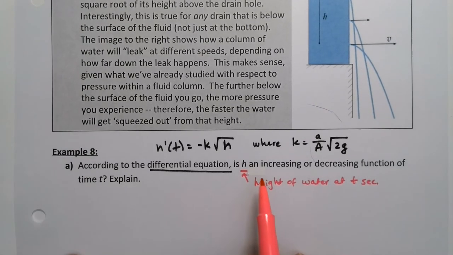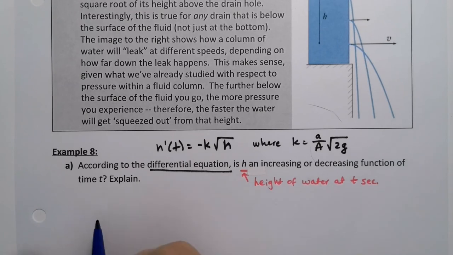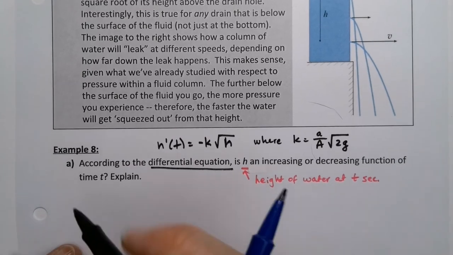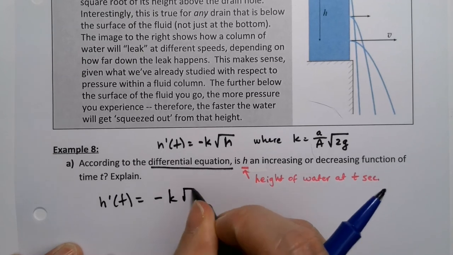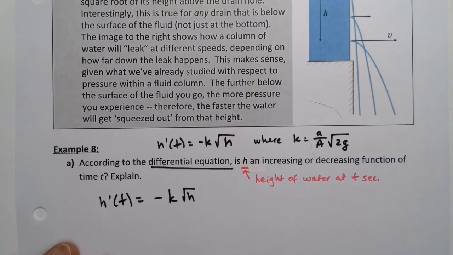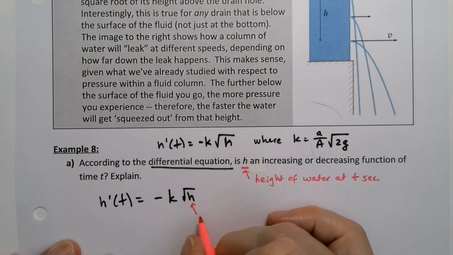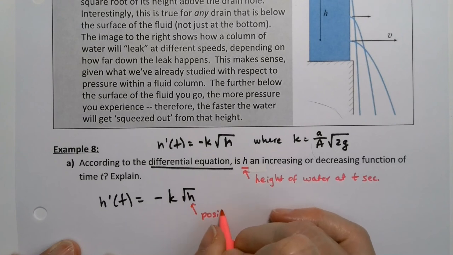Okay, so they're asking, would h be increasing or decreasing, looking at this lovely differential equation? Well, keep in mind that the square root of h has to be positive, and k has to be positive, and then there's a negative in front of the whole thing. So if you look at your h prime of t is equal to negative k square root of h. The square root of h is positive because it has to be. It's a square root.